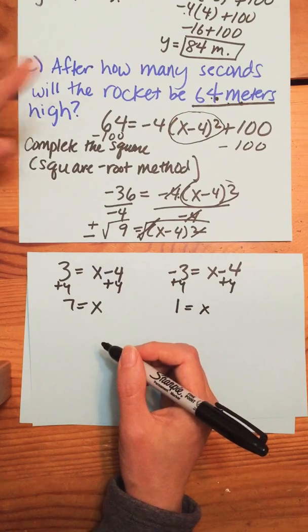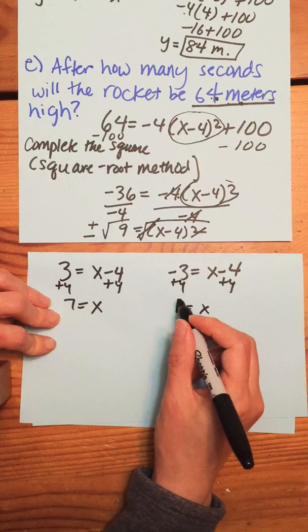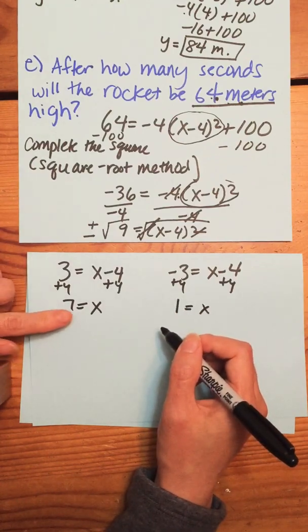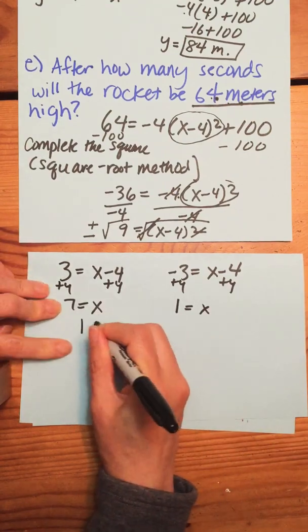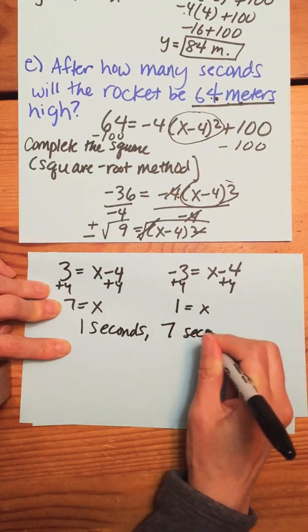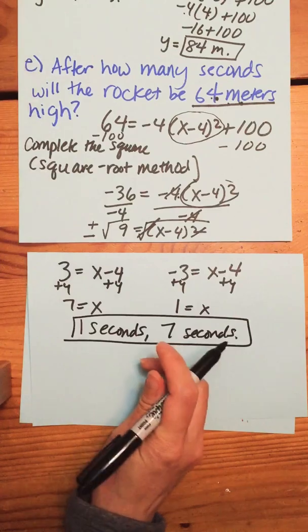So it's going to be at a height of 64 meters when it's going up. After 1 second, it'll hit 64. And when it's going back down, it will hit that height again at 7 seconds. So I'm going to show you that graphically in a second, but let me just write that there's two answers. So it hits the height of 64 twice, once at 1 second, once at 7 seconds.